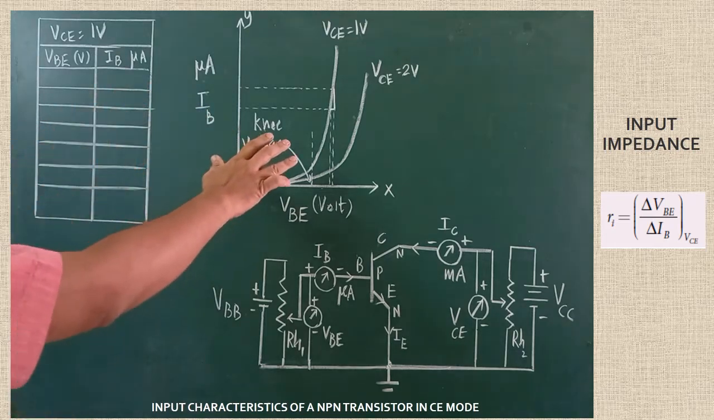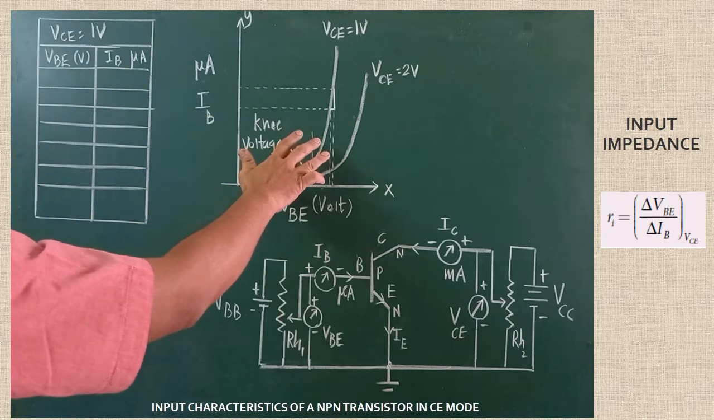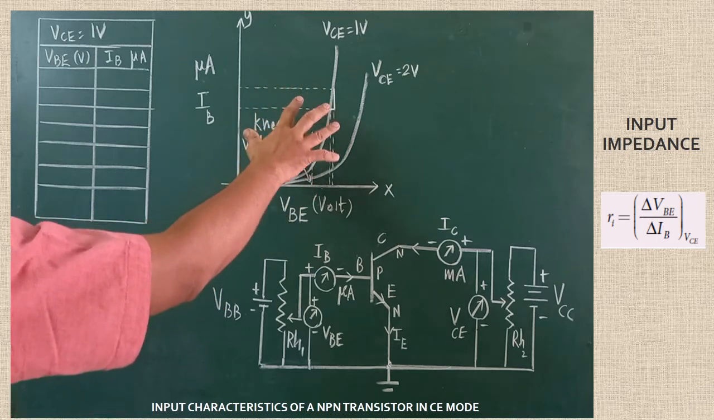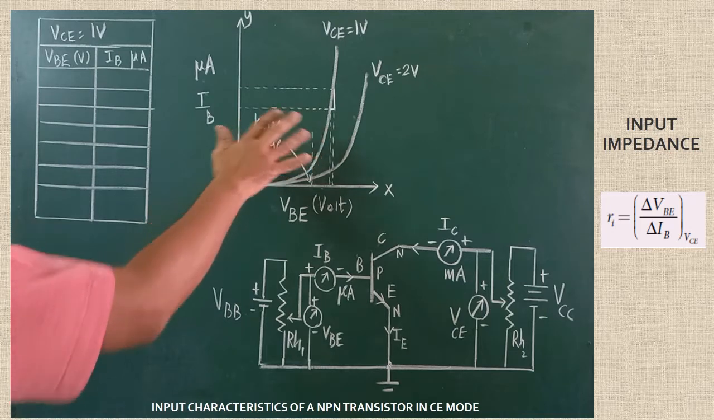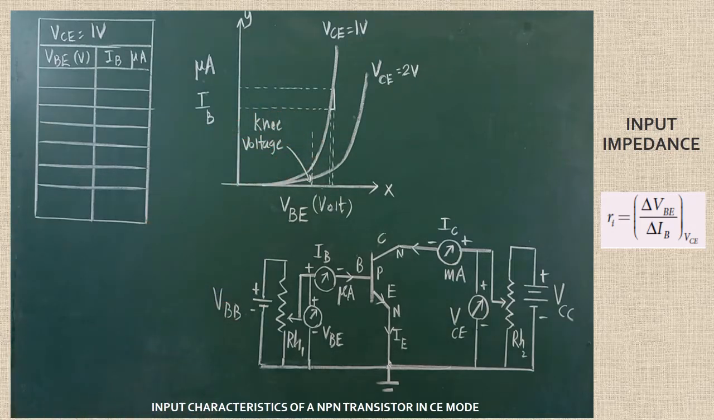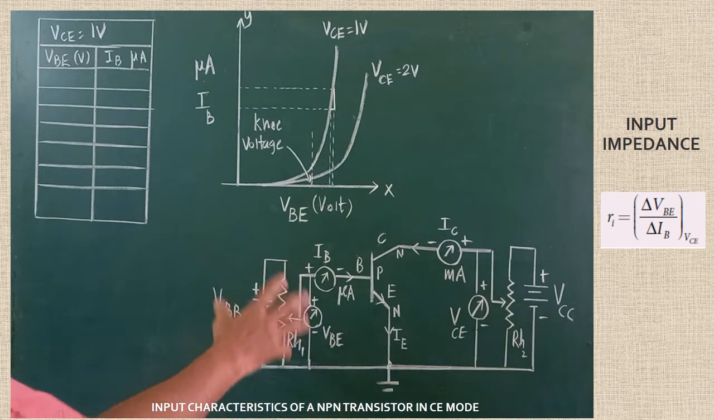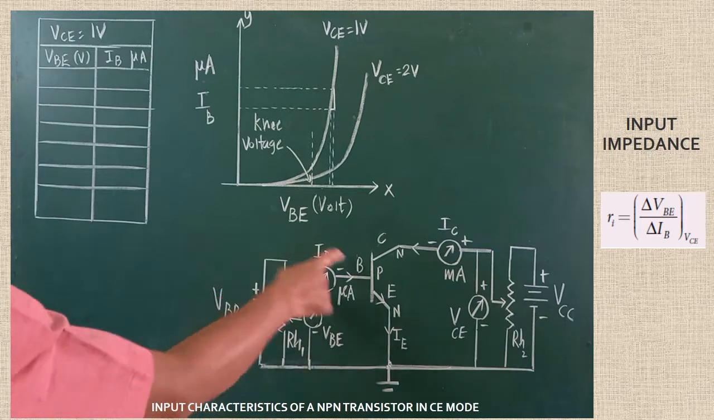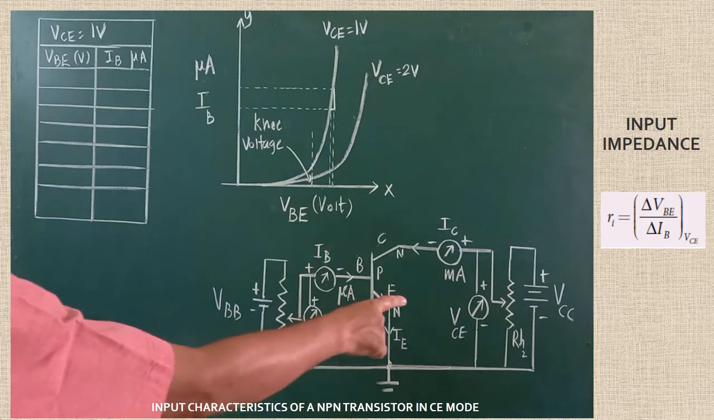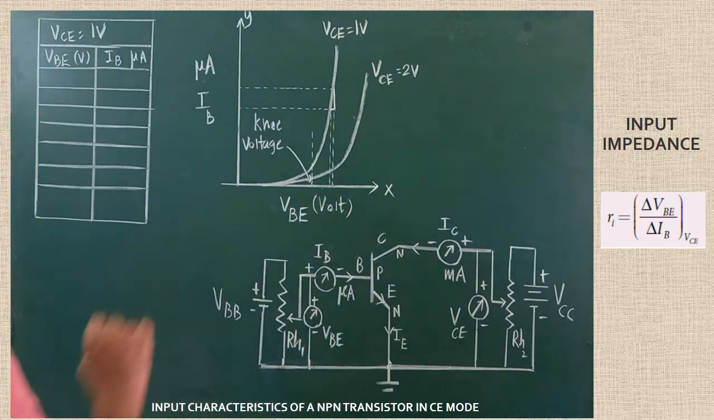The graph which is required to find out the input impedance is called the input characteristics curve or graph. So the name of the graph is input characteristics. Here in this circuit, you should know which one is the input part and which one is the output part. This part of the transistor circuit is called the input part. This part of the circuit is called the output part.